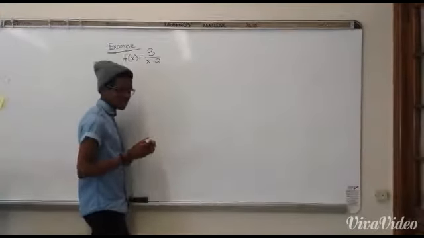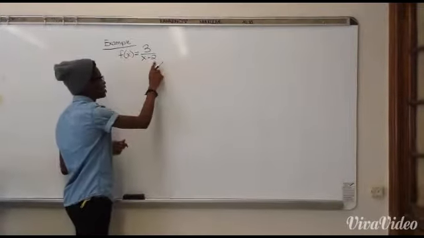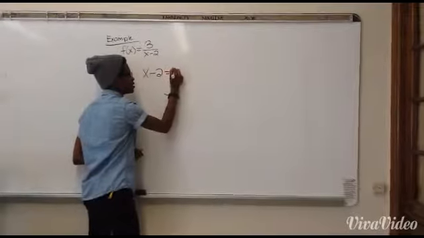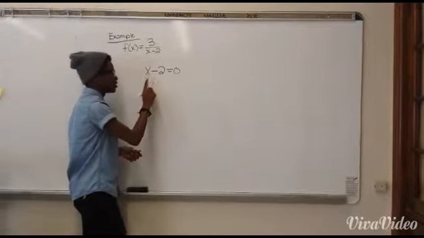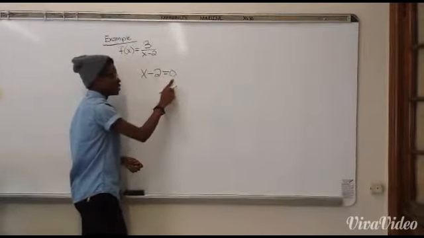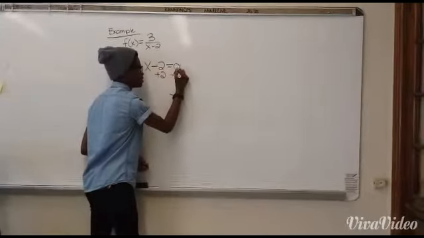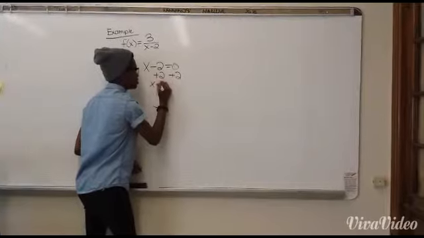Now let's try an example. We have f of x equals 3 over x minus 2. So we're going to set the denominator, x minus 2, equal to 0. Then we're going to solve, so we're going to add 2 on both sides and get x equals 2.